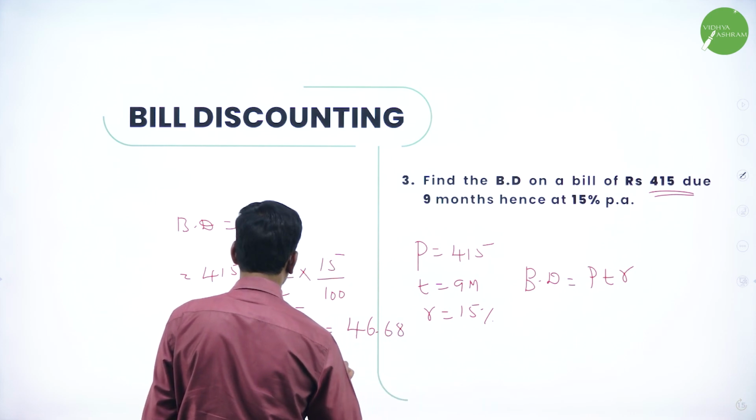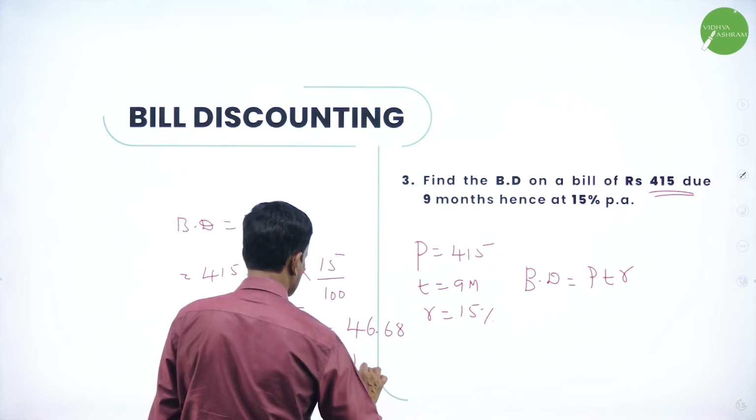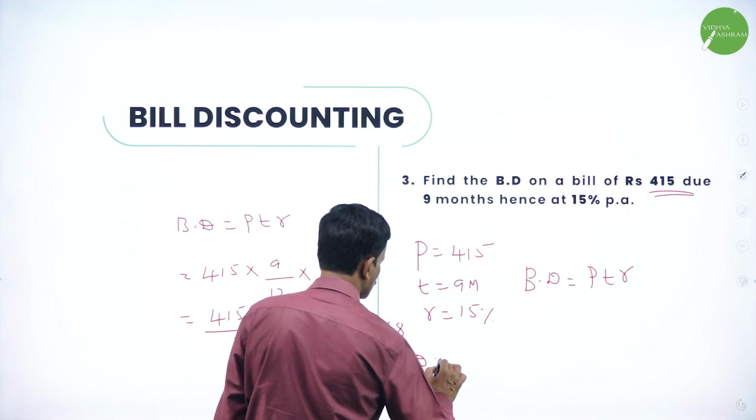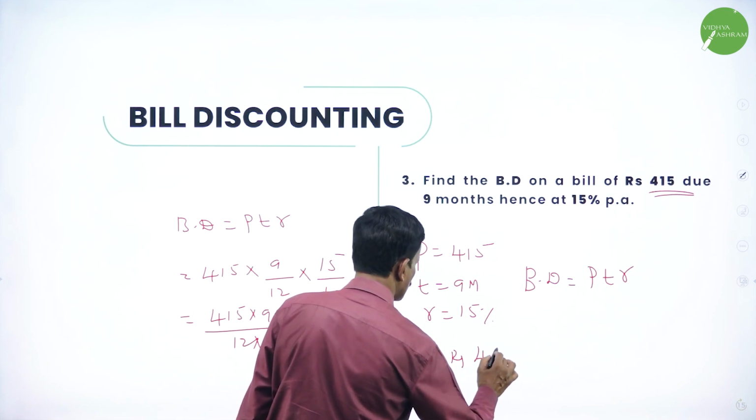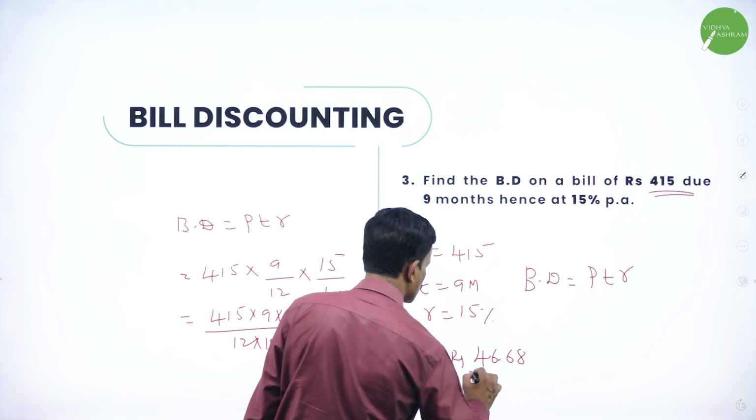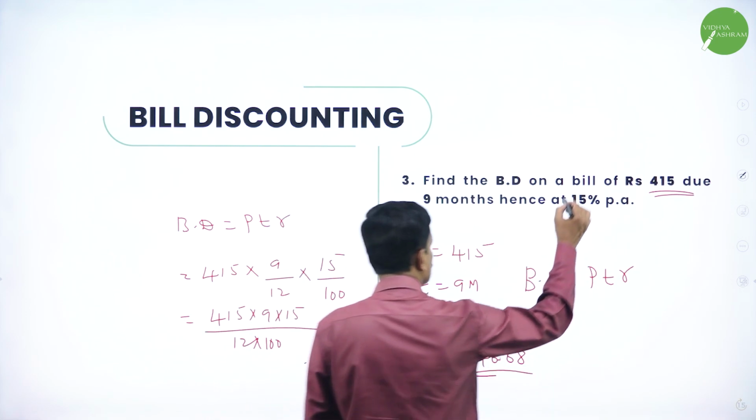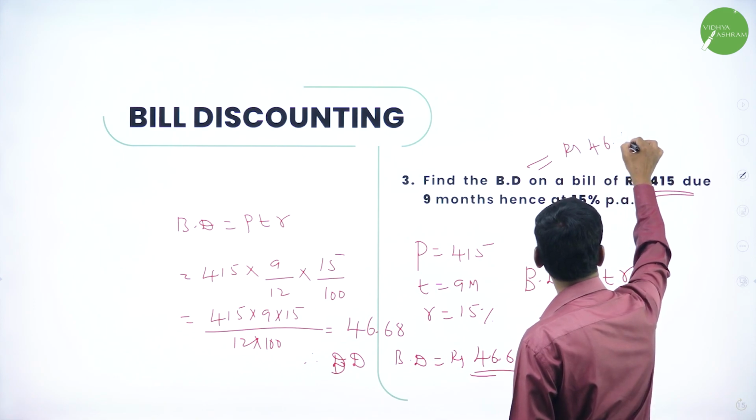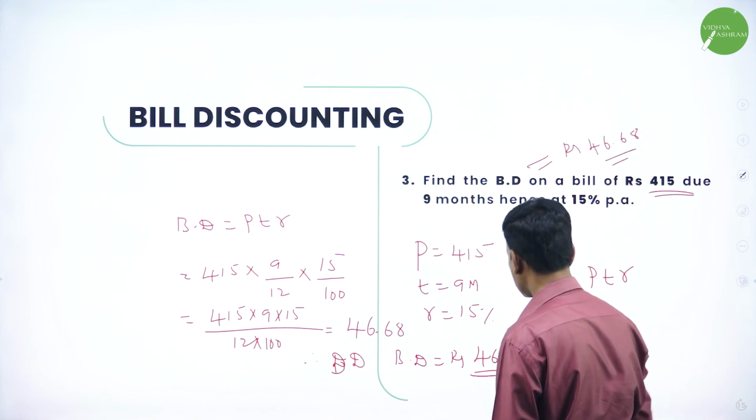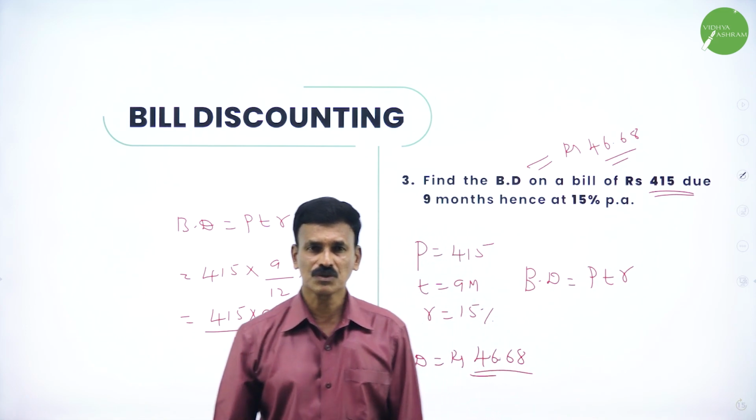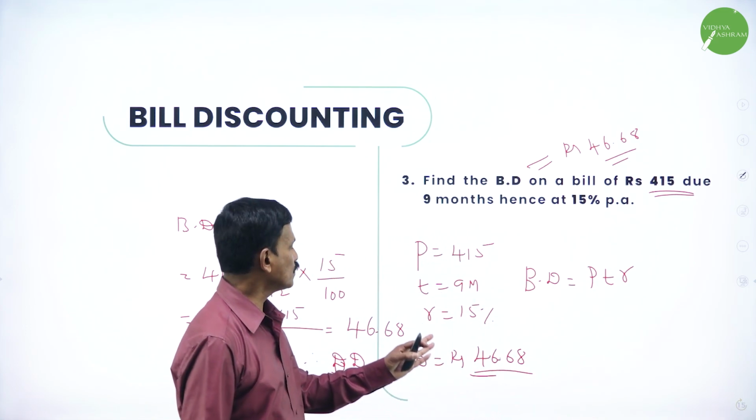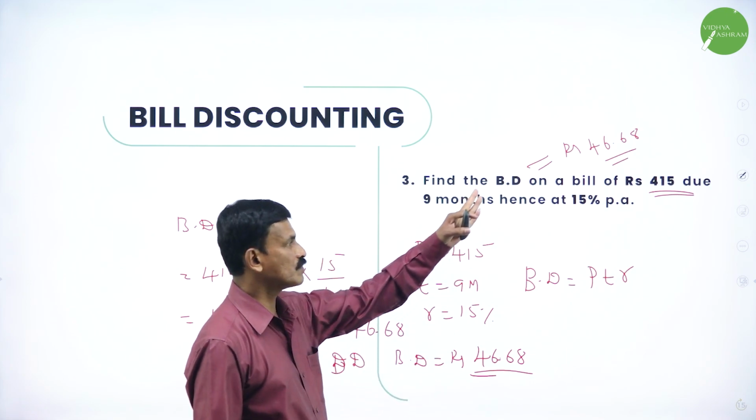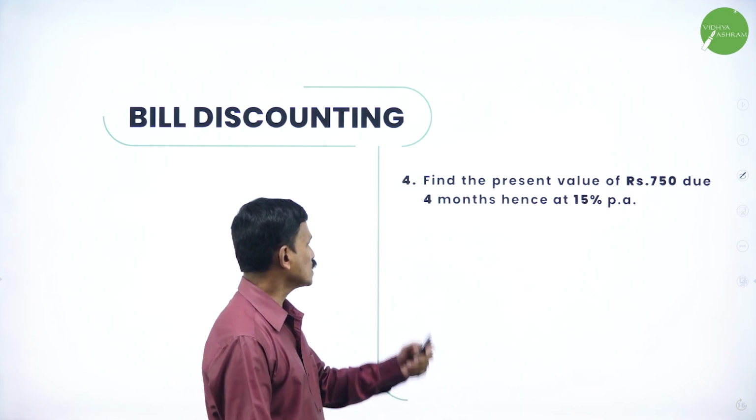So therefore, the bill discount is equal to rupees 46.68. That's it. This is the bill discount. Okay. So what is the bill discount? Therefore, the bill discount is rupees 46.68. Move on to the next problem.